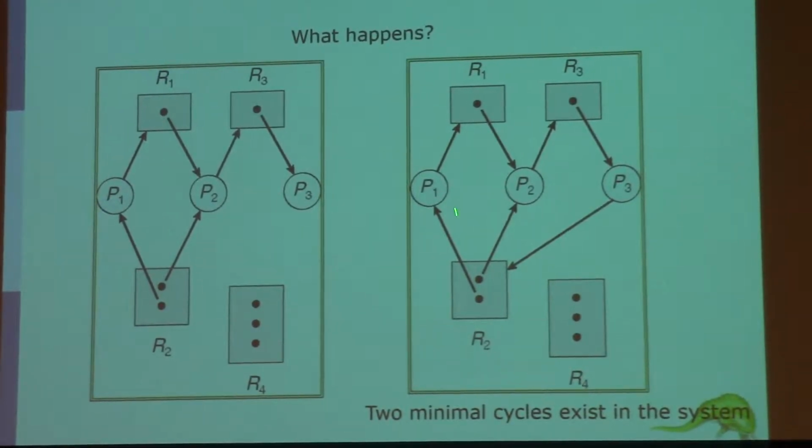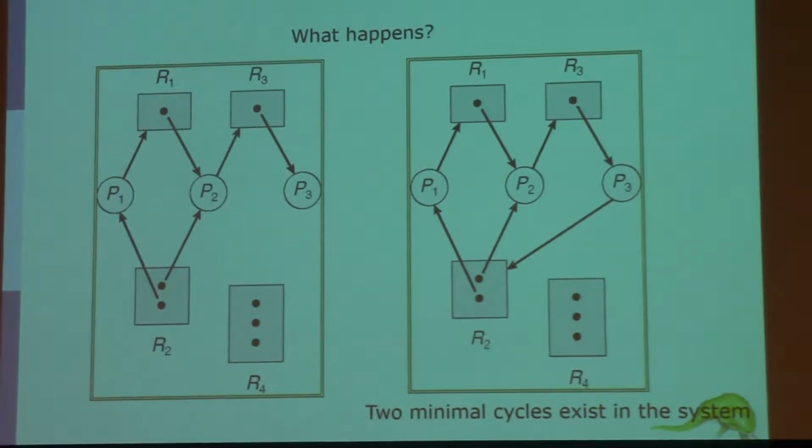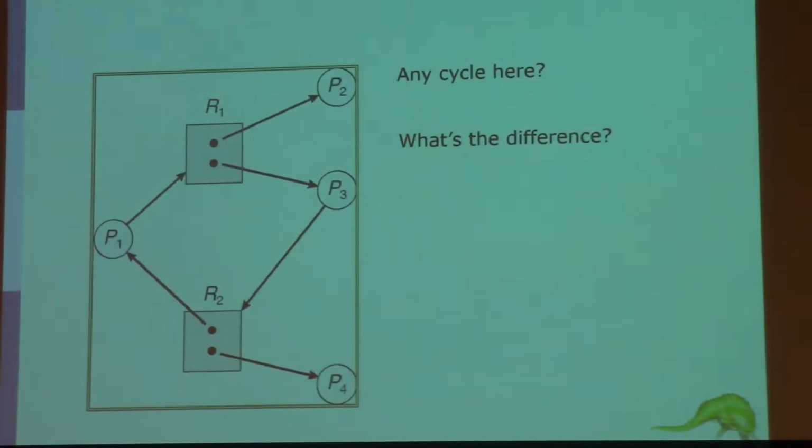You can find a circle and also another circle. This is a circular wait. So this is a deadlock. There's no way out, no solution. We will see the solution later. Okay, what about this one?